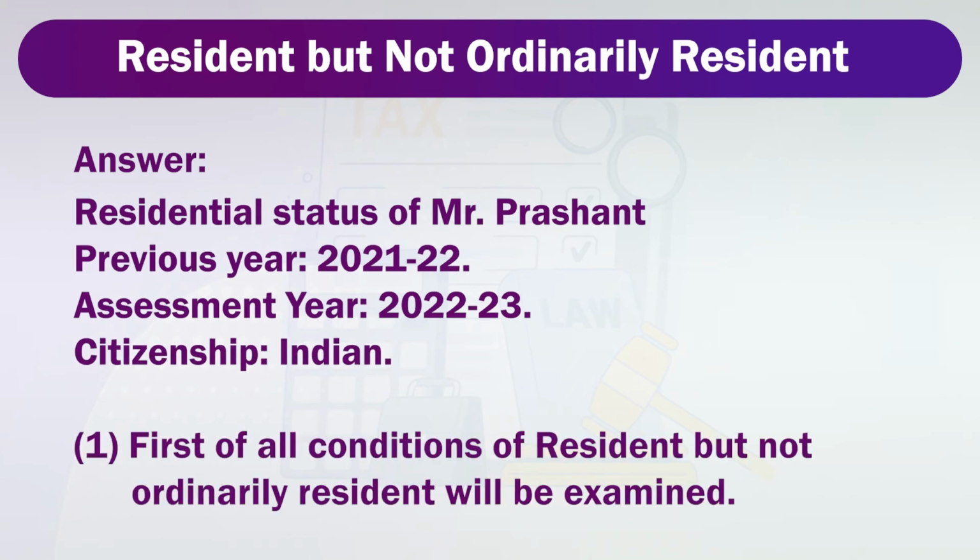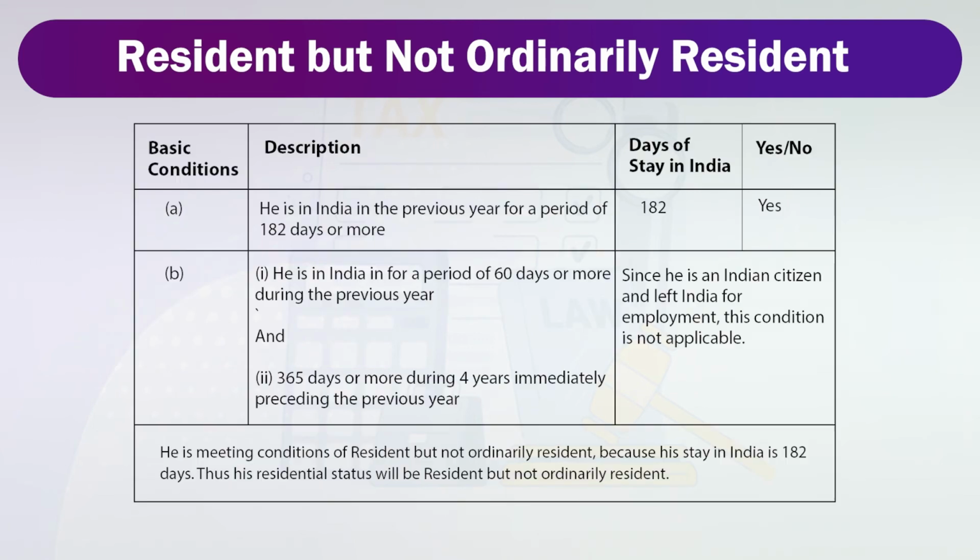First of all, conditions of resident but not ordinarily resident will be examined. Basic condition A, he is in India in the previous year for the period of 182 days or more. Days calculated is 182 days. It means he is satisfying the basic condition number A.